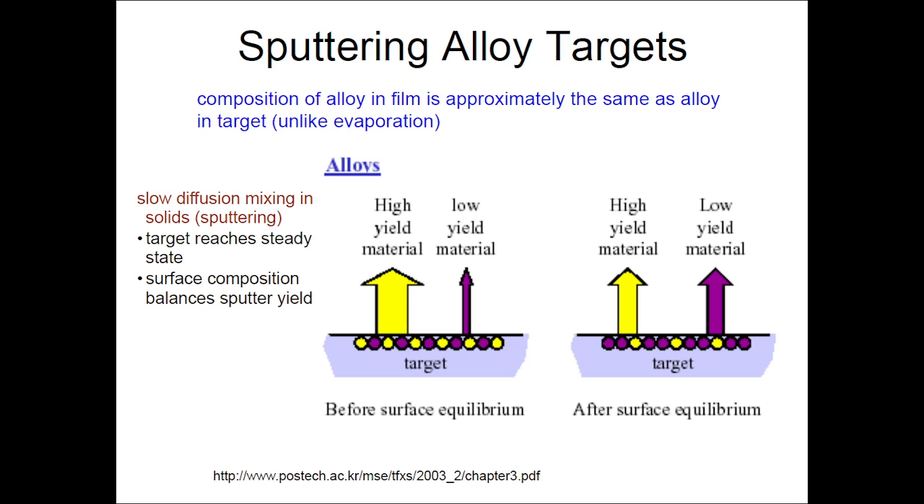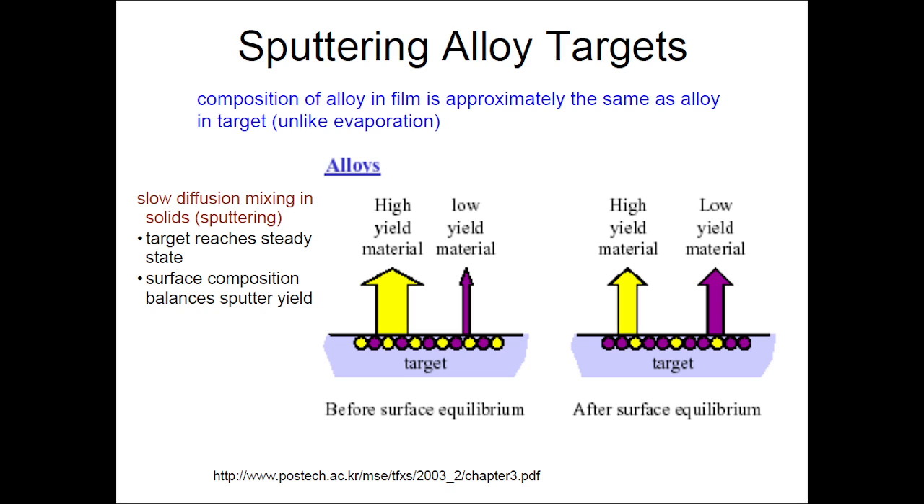And the composition of the alloy in the films is approximately the same as the alloy in the target. So if you take an alloy target, which is a mixture of two elements like cobalt iron, then if you want to deposit the alloy, whatever is there in the target you can get the same on the substrate as well.